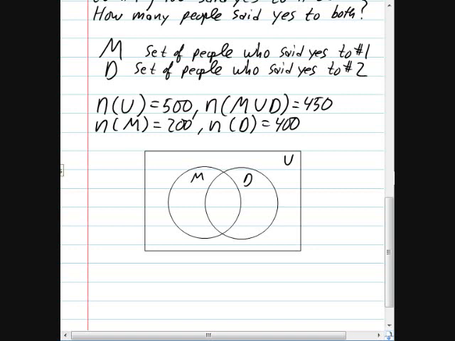So we need to figure out something to find one of the single regions in this diagram. So we'll derive a new formula while we try to figure this out. Let's take a look at the number in M union D.